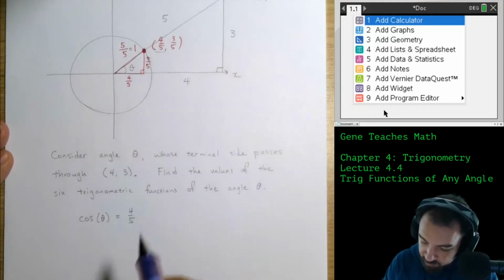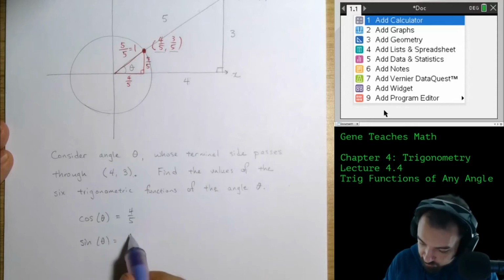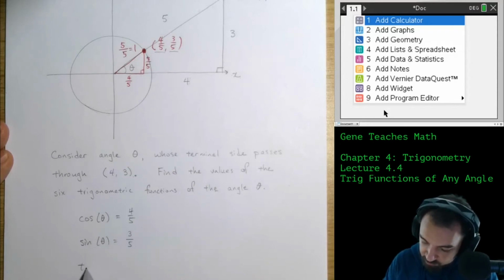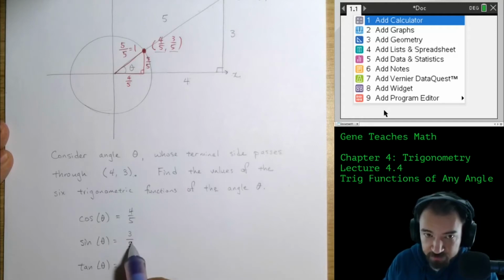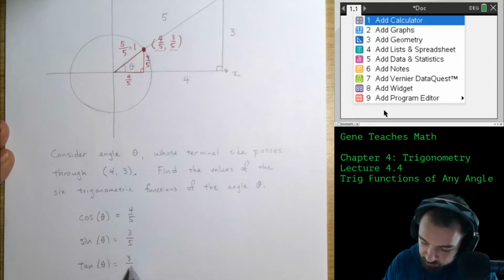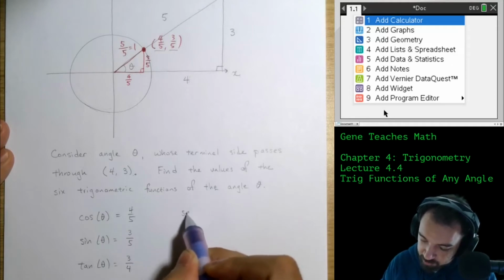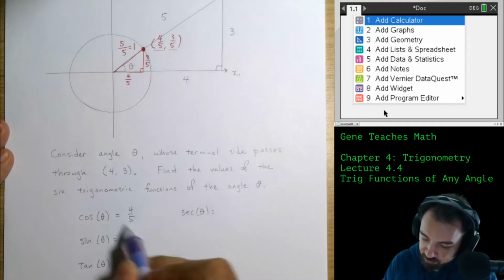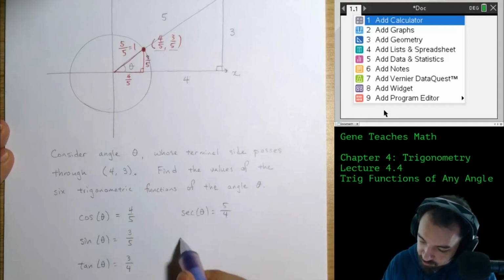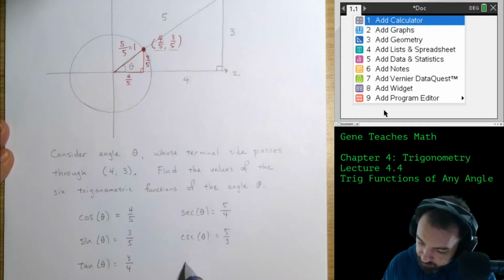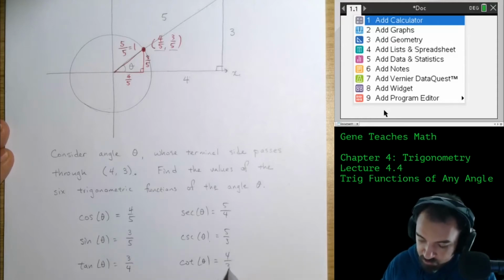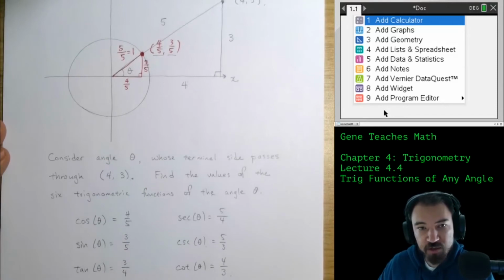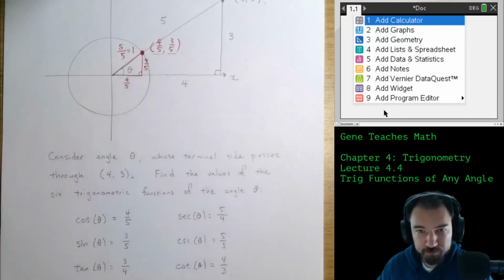And then we could quickly say that cosine of the angle theta, the x-coordinate in the unit circle, is 4/5. Then sine of theta, the y-coordinate in the unit circle, is 3/5. And then tangent of theta, which is sine of theta divided by cosine theta, is going to be 3/4. And then for the reciprocals, secant of theta, the reciprocal of cosine, is 5/4. Cosecant of theta, the reciprocal of sine of theta, is 5/3. And finally, cotangent of theta, the reciprocal of tangent of theta, is 4/3. And we have successfully evaluated the 6 trig functions of the angle theta.